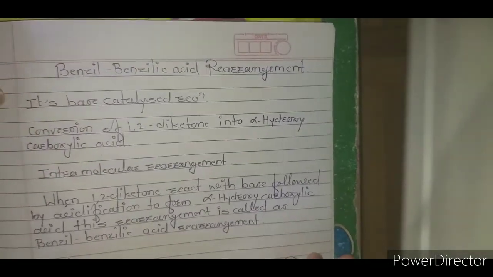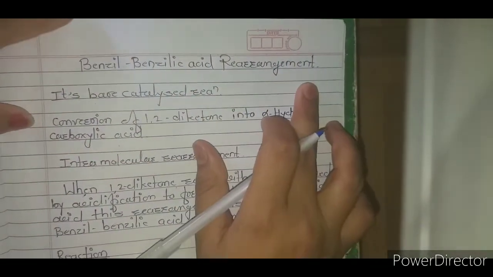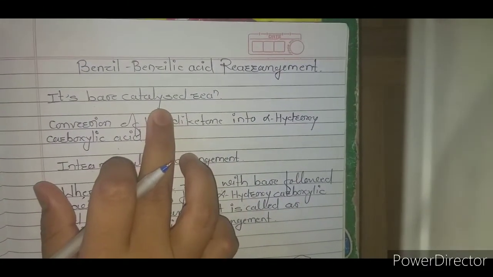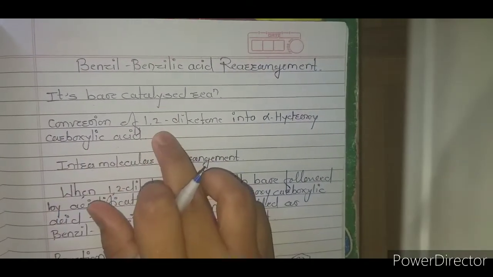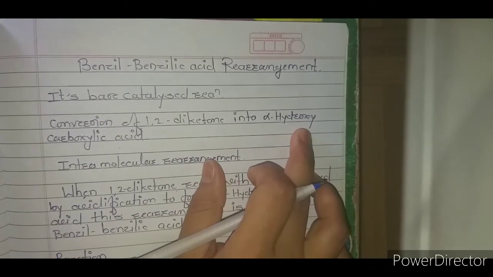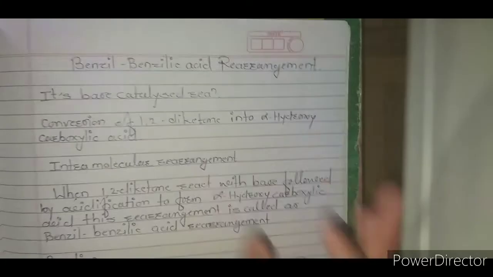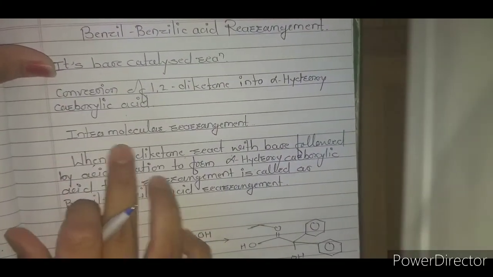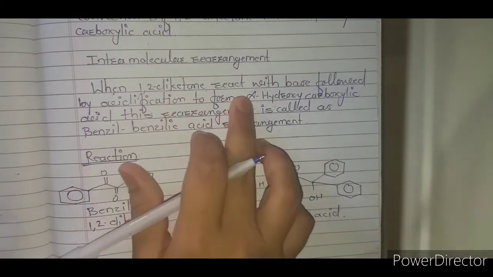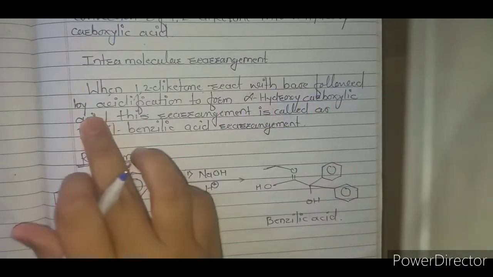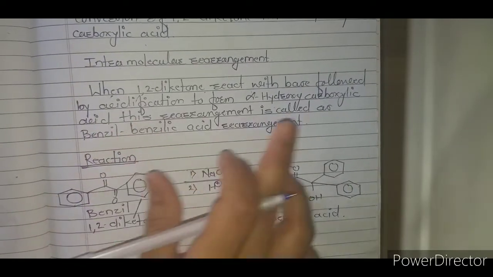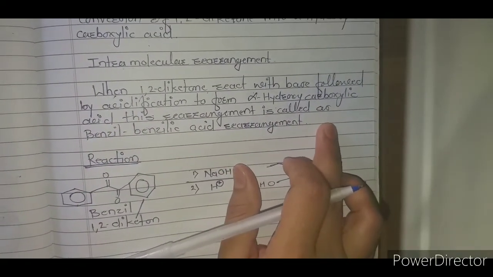So what happened in this benzilic acid reaction? First of all, it is a base catalyzed reaction, because base is used as a catalyst. In this reaction, a 1,2-diketone is converted into an alpha hydroxy carboxylic acid. This reaction is an intramolecular rearrangement reaction. So when a 1,2-diketone reacts with base followed by acidification to form an alpha hydroxy carboxylic acid, this rearrangement is called the benzilic acid rearrangement.